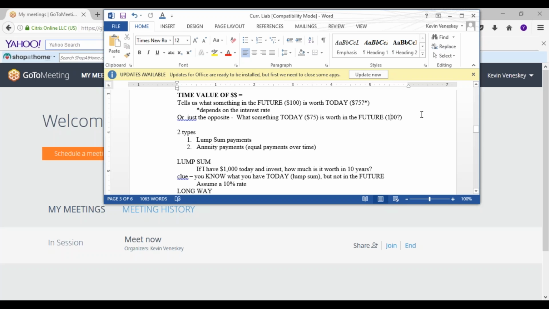Now, when I put a question mark here, it tells us what something is worth in the future. Say you gave me the option: I'll give you $100 in 1 year, or I'll give you $75 today. Well, that all depends on what the current interest rate is for whatever you're working with. The interest rate could be anything from putting it into a bank and earning interest, or it could be putting it into a stock account and earning interest over the year.